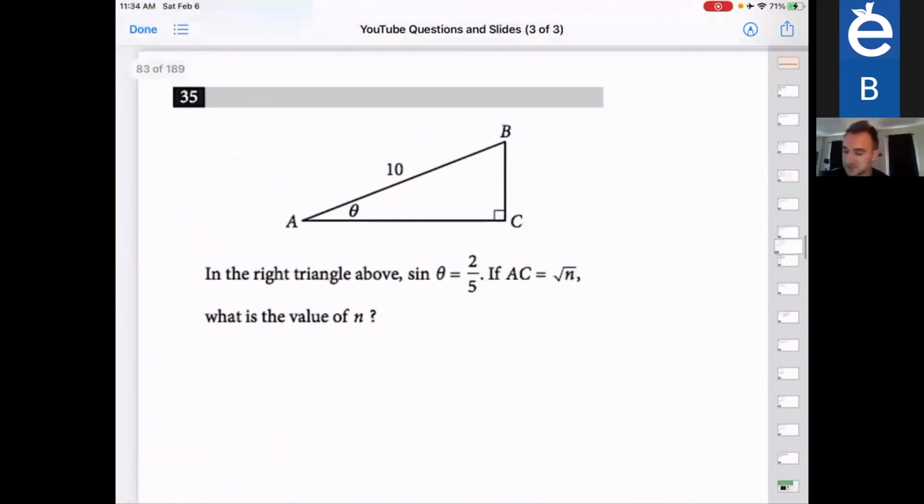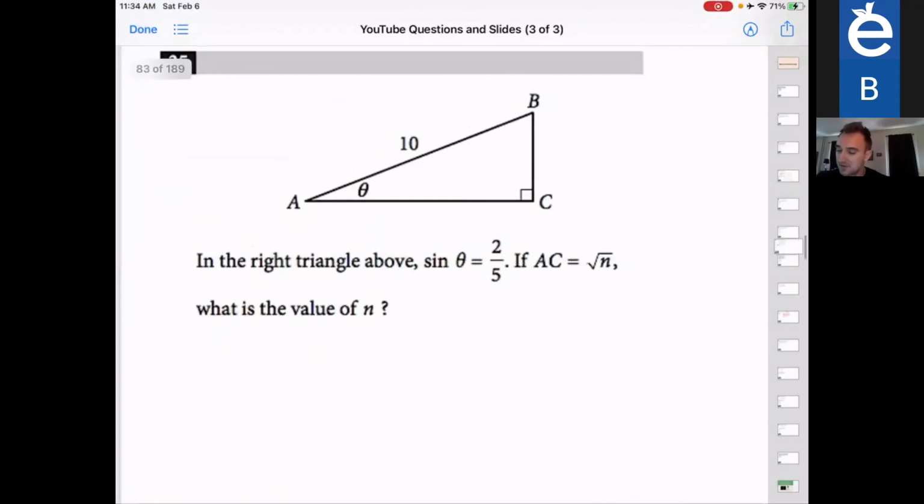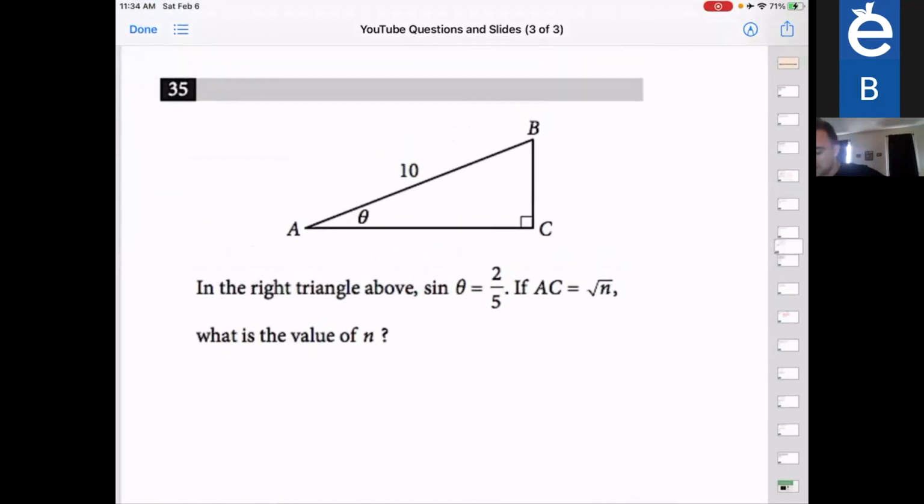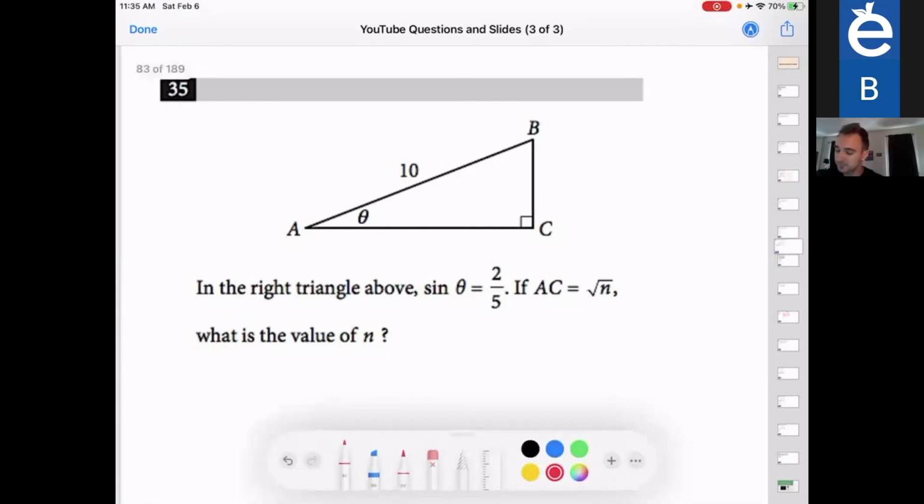All right, this is page 83, number 35. We have a right triangle here. It says in the right triangle above, sine theta is equal to 2 over 5. If leg AC is equal to the square root of n, what is the value of n? So let's think about what we have here. This angle, theta, is in the bottom left here. And they tell us that sine of theta is equal to 2 over 5.